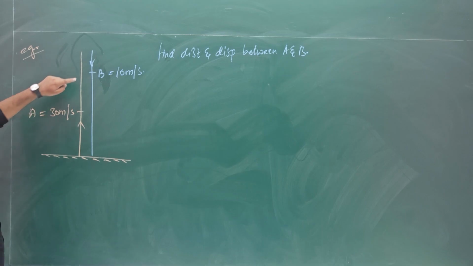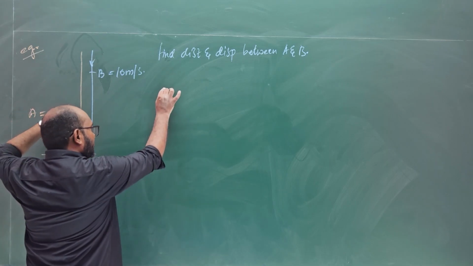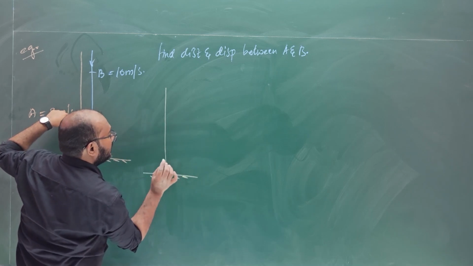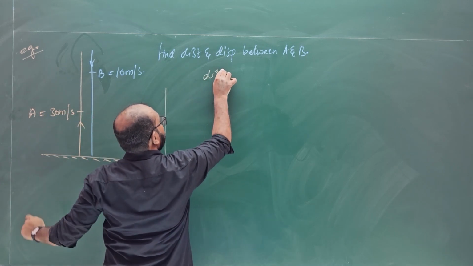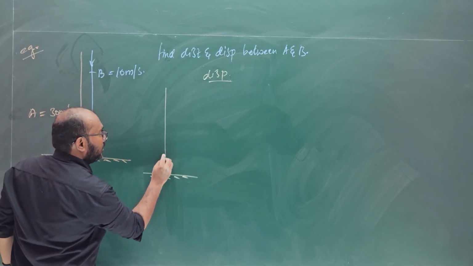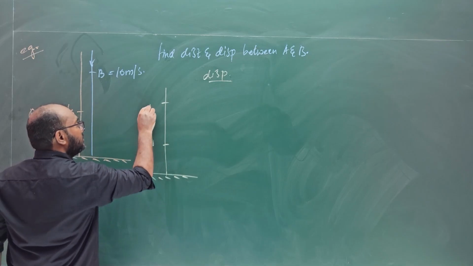Can I say this is your final position and this is your initial position? They ask you to calculate distance and displacement. Let us find displacement first. It is very easy to find displacement. Point A is here and point B is here. So can I say this is your displacement?